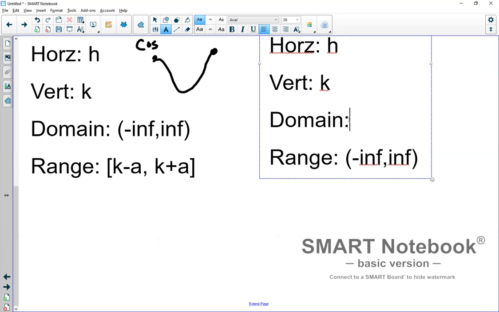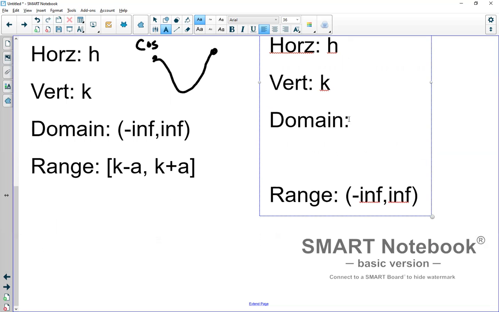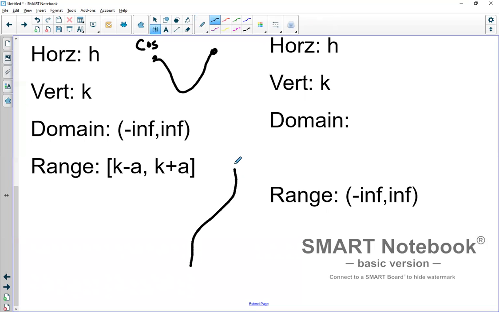But the domain, which is the hard part, it's going to be x does not equal, I'll write it with my hand. Let me just write it like this. X is not going to equal. Now, in a normal tan wave, you have this, and then you have an asymptote, and you have this, and then you have an asymptote. So you need to deal with the asymptotes when you talk about the domain.